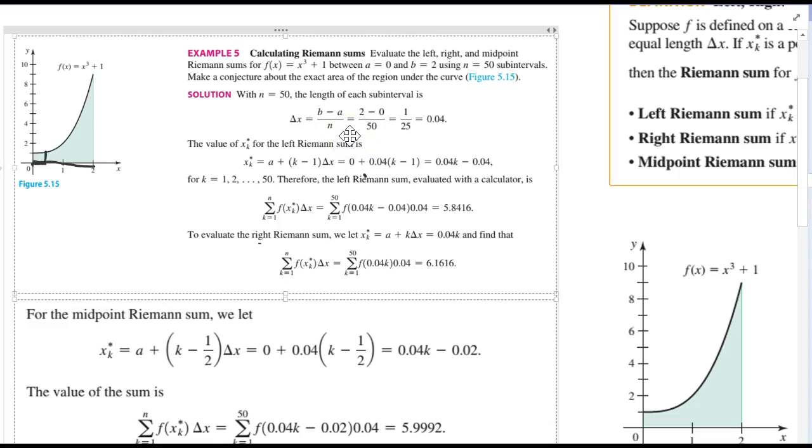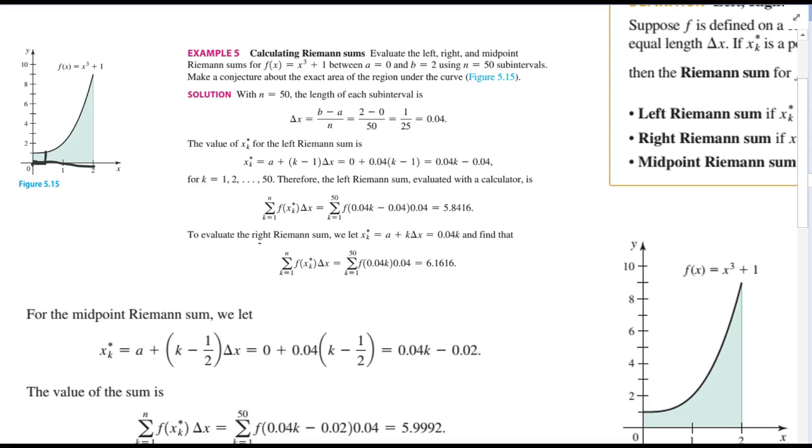On example number 5 in your book, the work does leave out a few of the steps because they're using a calculator to evaluate it. I'll go through the steps with you. You're given this function and you're asked to evaluate it using the 3 techniques.